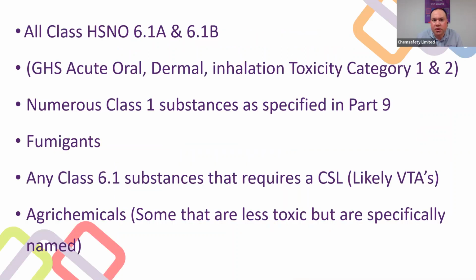So literally all HSNO class 6.1A and 6.1B substances, or GHS acute oral, dermal, inhalation toxicity category 1 and 2 substances, will require certified handlers. There are also numerous Class 1 substances that are specified in Part 9 of the regulations. There are fumigants as well that are 6.1A or 6.1Bs, and some that may be specified in a specific safe work instrument, which are these VTAs here, the Class 1s that require controlled substance licenses, and agrochemicals as well that fall into this category of a 6.1A and 6.1B.